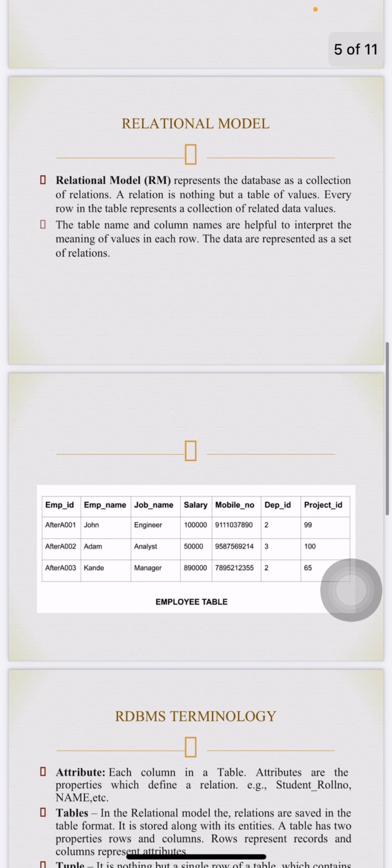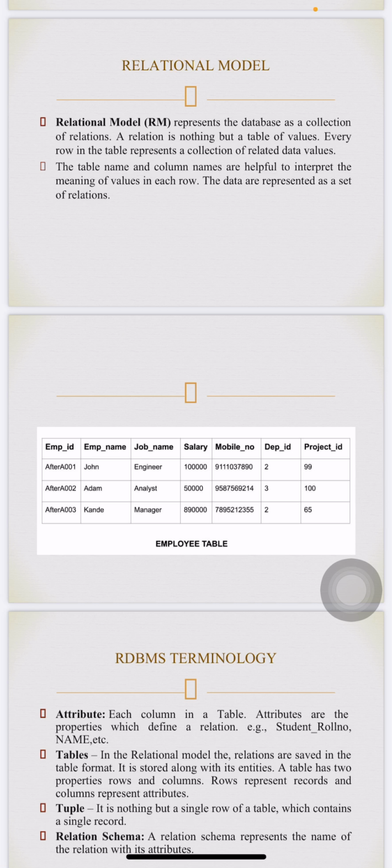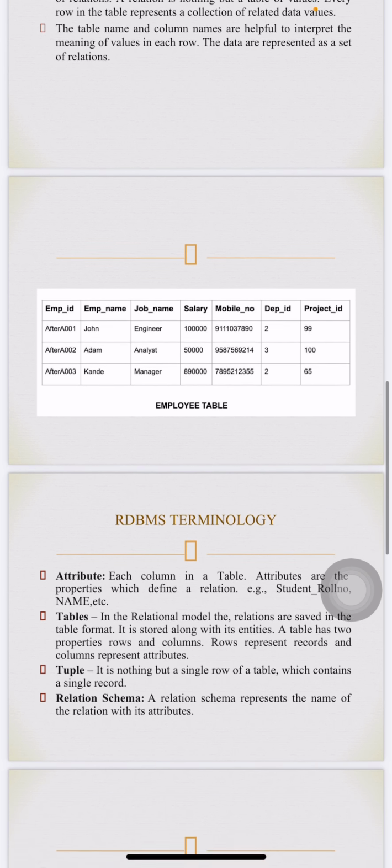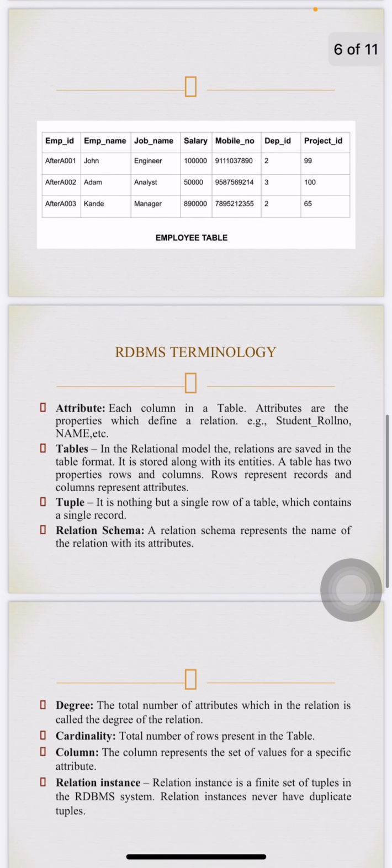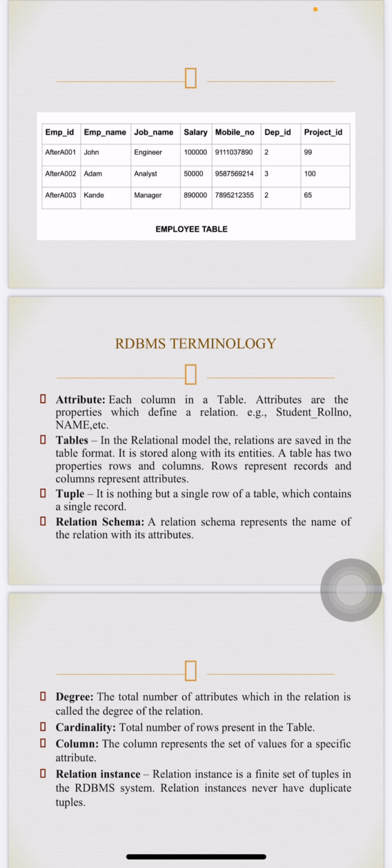So this is an example of a relational model, an employee table. Every column is related to one another, and every row depends on its attributes and entities. After that, RDBMS-based terminology.